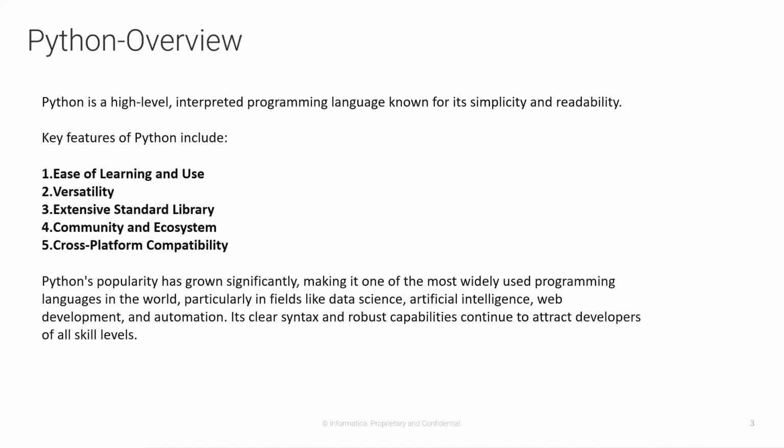So, as we know, Python in today's world, we don't need to have any formal intro. It's a high-level interpreted programming language known for its simplicity and readability. Some of its features are ease of learning and use, versatility, extensive standard library, community and ecosystem, and cross-platform compatibility. Python's popularity has grown significantly, making it one of the most widely used programming languages in data science, artificial intelligence, web development, and automation. Its clear syntax and robust capabilities continue to attract developers.